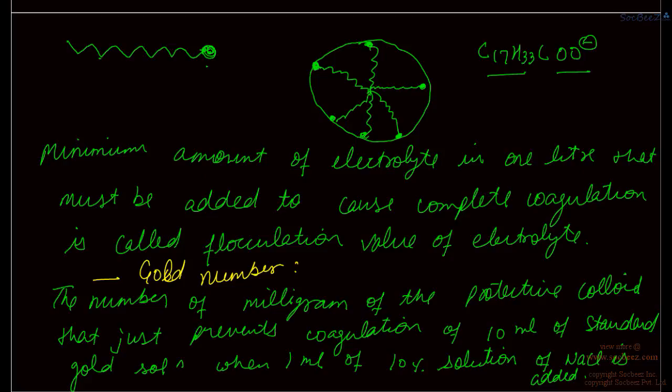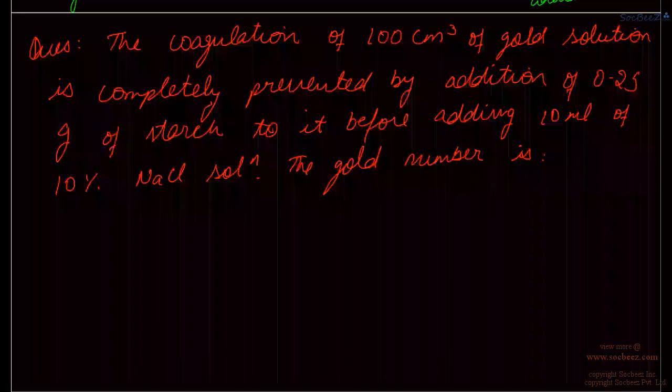The smaller the gold number of protective colloid, greater will be its protecting power. We will discuss some questions on gold number just now. So have this definition in mind, and now let's discuss some of the questions.